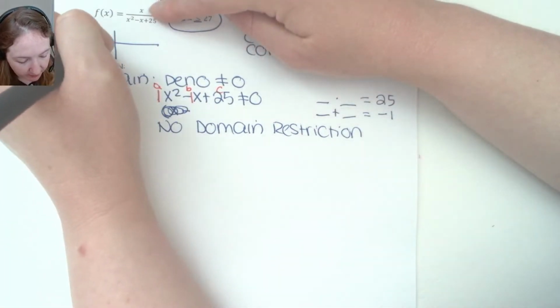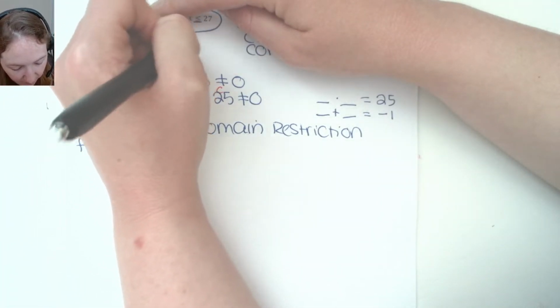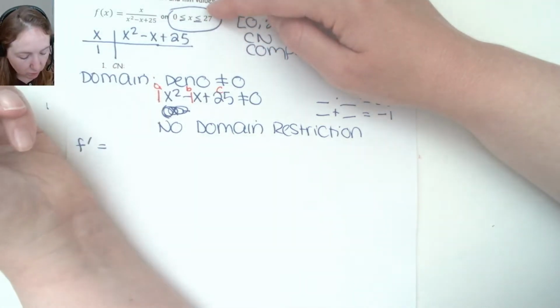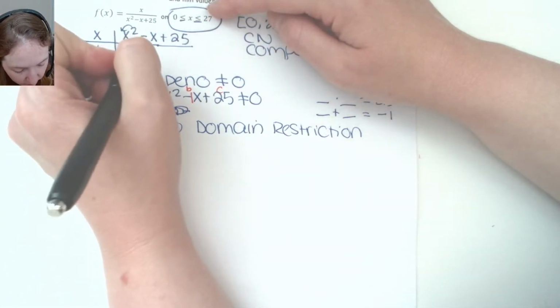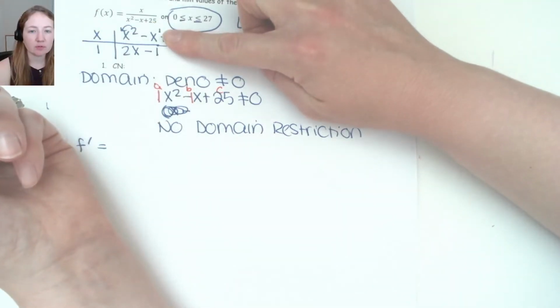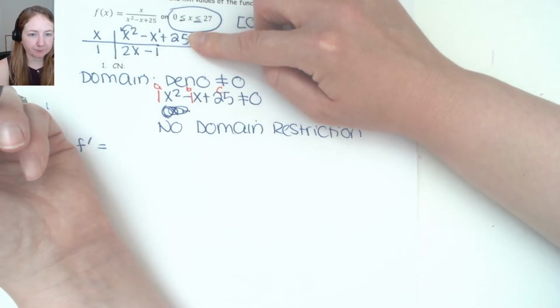I have my x as my top function, and then my x squared minus x plus 25 as the bottom function. The derivative of x is just 1. The x squared goes to 2x, minus x to the first is a linear term, so it goes to -1, and then the plus 25 goes to 0.